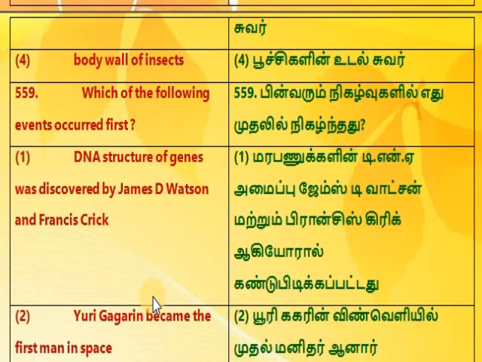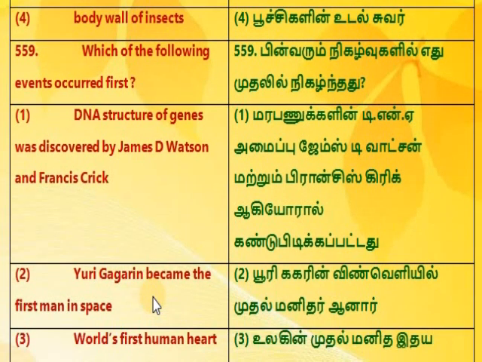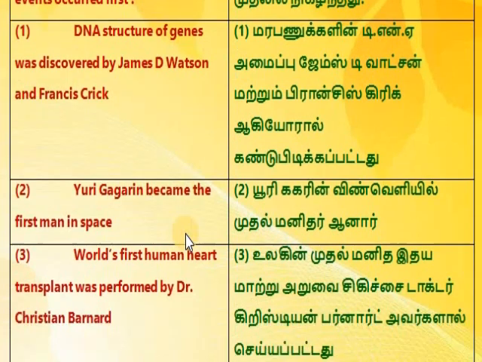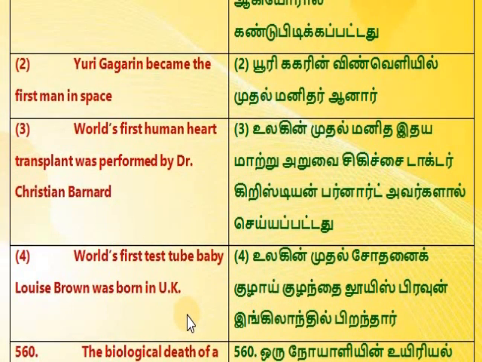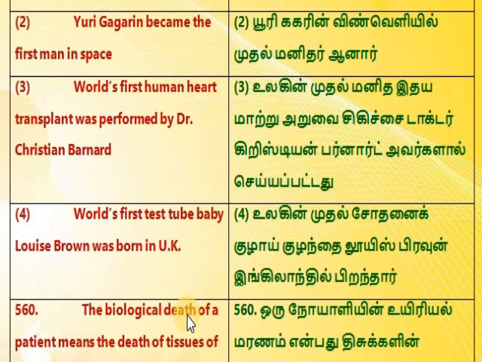559. Which of the following events occurred first? 1. DNA structure of genes was discovered by James D. Watson and Francis Crick. 2. Yuri Gagarin became the first man in space. 3. World's first human heart transplant was performed by Dr. Christian Barnard. 4. World's first test tube baby Louise Brown was born in UK.